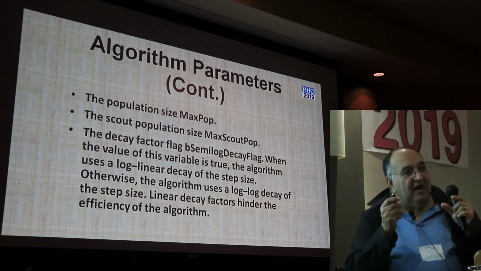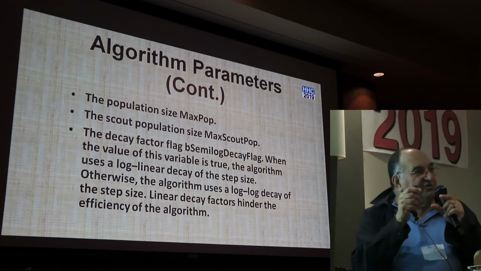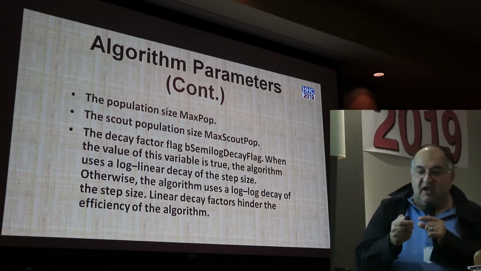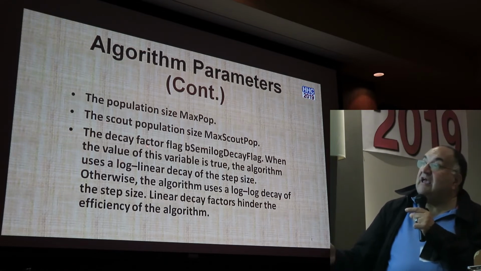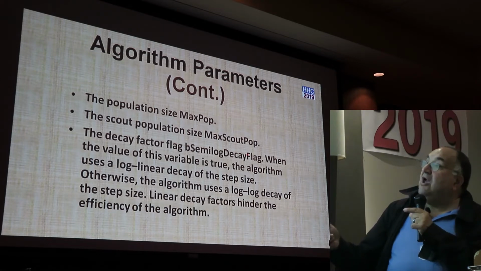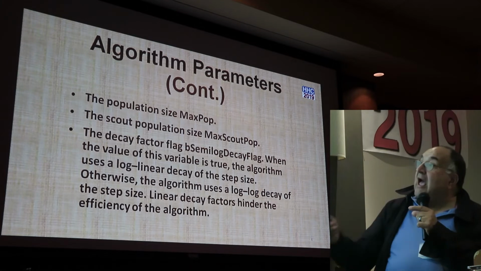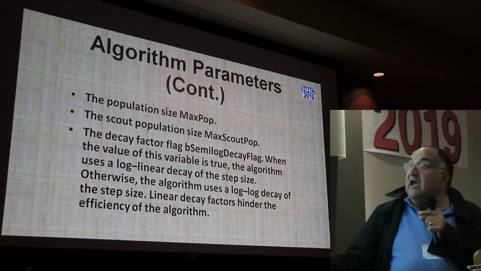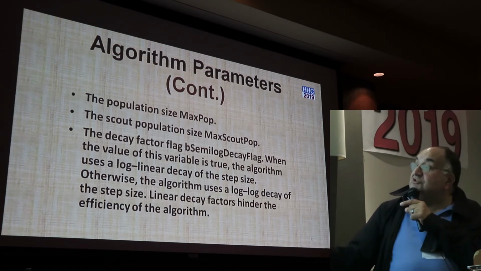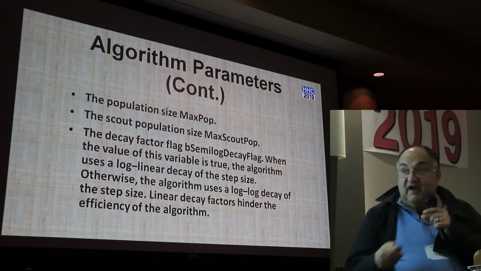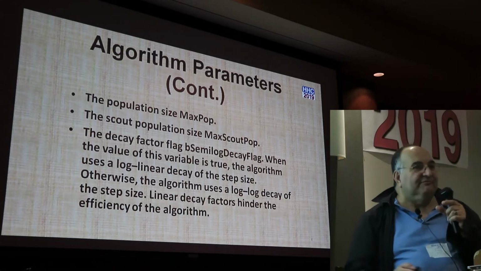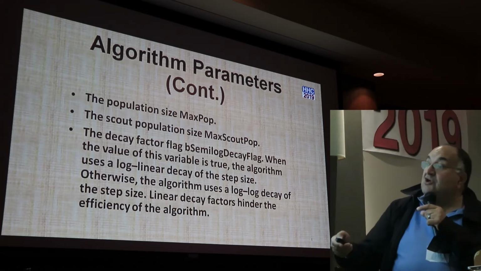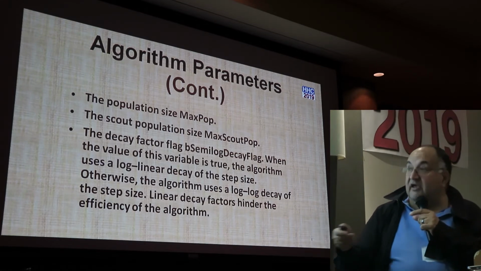As you're searching, and as you're getting closer and closer to the answer, you don't want to search far away. You want to search around to fine-tune your solution. So I use a decay factor flag, B semilog decay. When that B semilog decay flag is true, the algorithm uses a log linear decay in the step size, going from the initial value to the final value. If this flag is false, it uses a log decay, going from the initial to the final. Earlier studies showed that a linear decay was not very efficient. It impeded converging to the solution we wanted. So the algorithm has no linear decay factor.